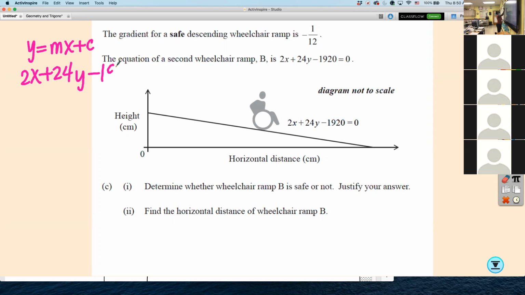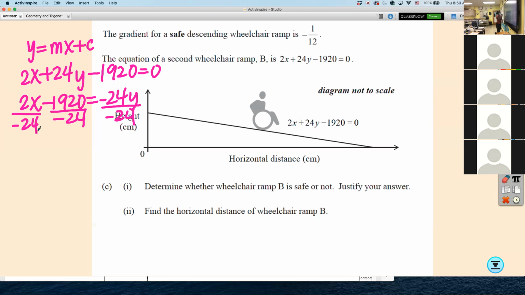Dylan, how do I isolate y? You subtract 24y to the other side. Okay. Divide by negative 24 on both sides. So I'll have 2 over -24, that reduces to what? -1/12. So it becomes 1/12x, a negative and a negative make a positive. What's 1920 divided by 24? Okay, this is 80 equals y.